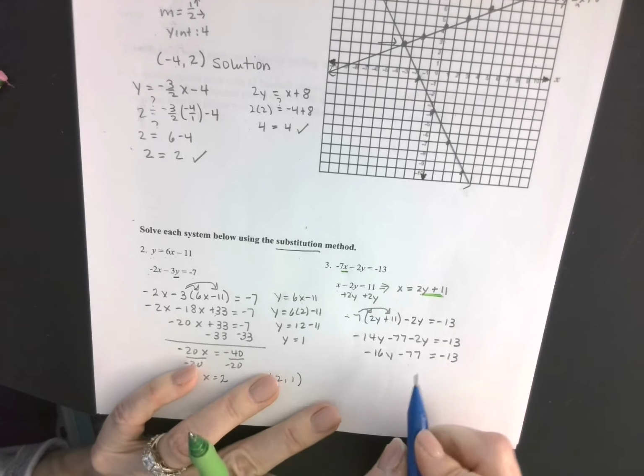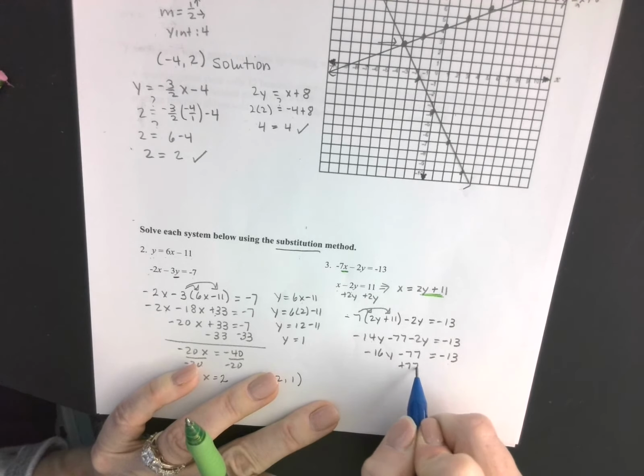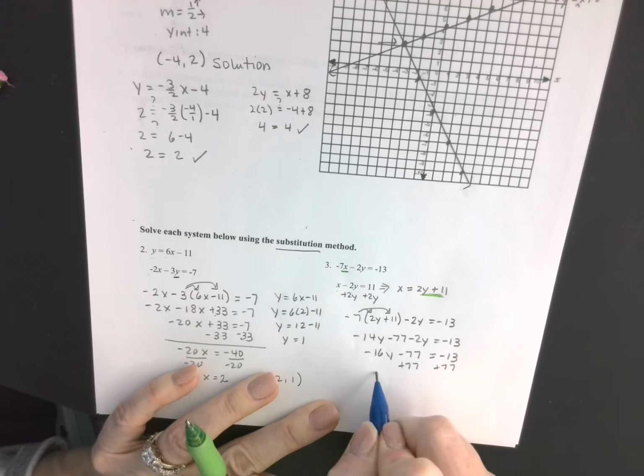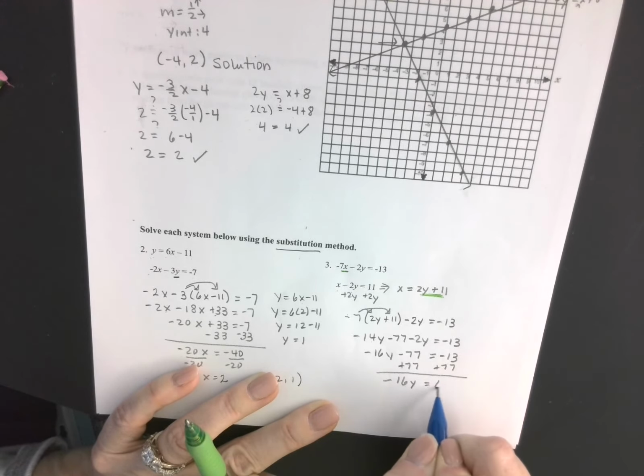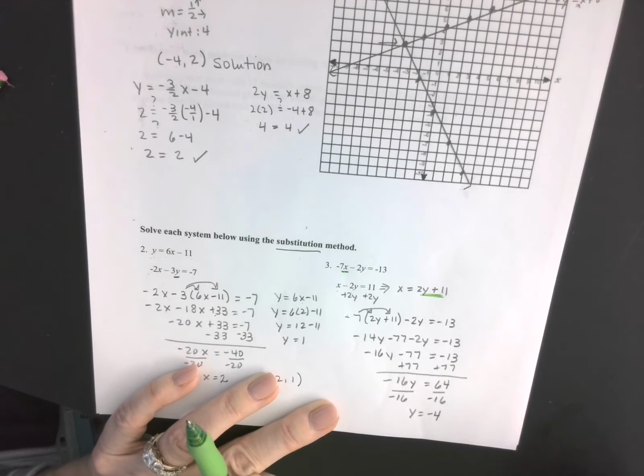Add 77 to both sides. We get negative 16y is equal to 64. Divide both sides by negative 16. Y is equal to negative 4.